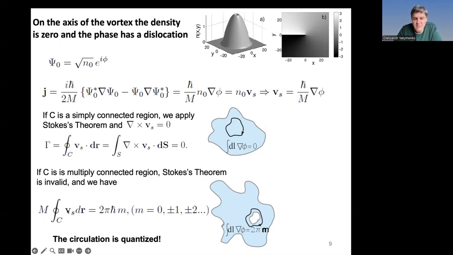So it is kind of a quantization condition. The product of m and velocity is nothing but the linear momentum. And if you calculate the circulation, you will get such a quantization rule, and m is an integer which is called the topological charge. You can see that this structure appears when you have some kind of hole, some zero points where the density is zero. It is very important.